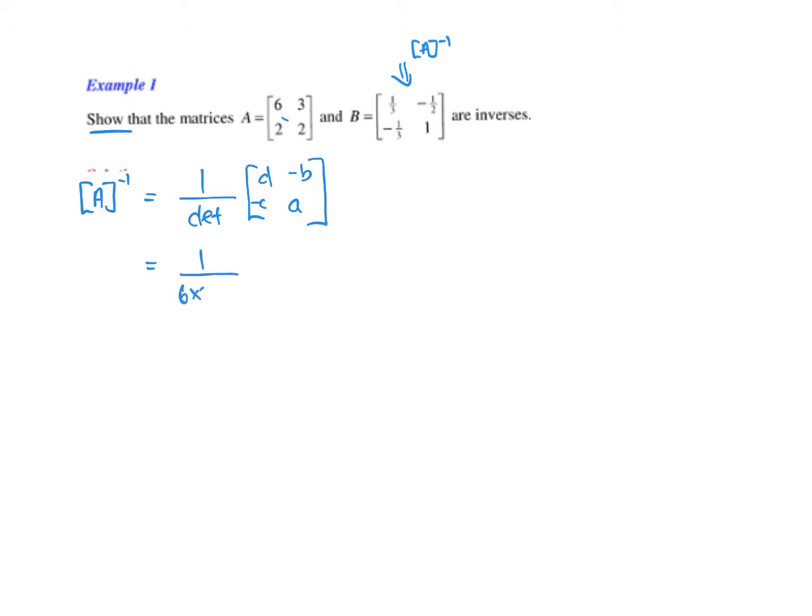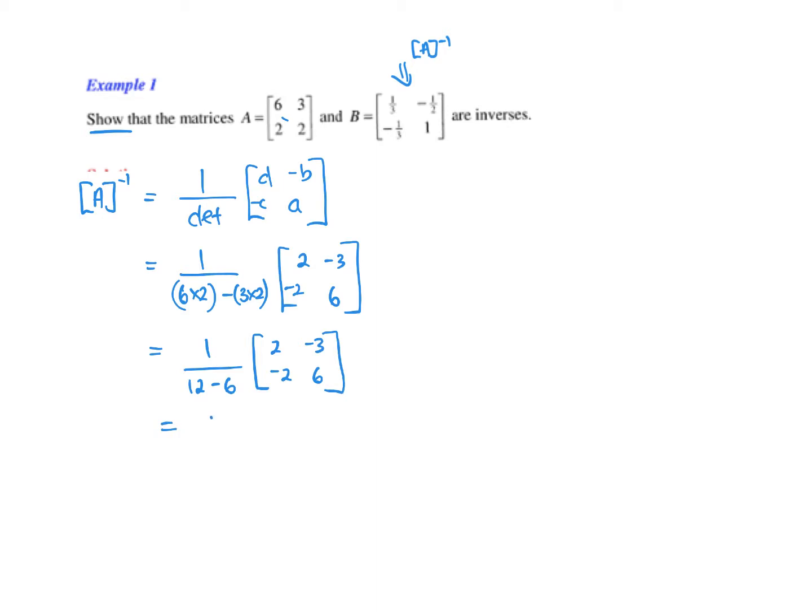Now the determinant is 6 times 2 minus 3 times 2. Now I'm going to swap those two positions and make the other two negative. Once I do that, I keep tidying that up. That would be 12 minus 6, and I'm just writing these out again. So 12 minus 6 is 6, so 1/6 outside that. Now I'm going to multiply that scalar out. Remember I said it ends up being just everything over the determinant.